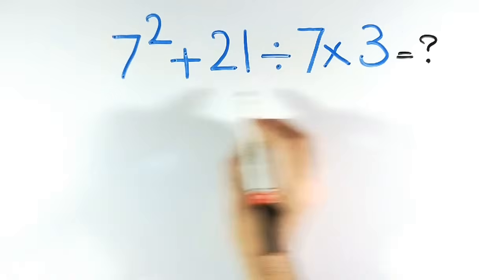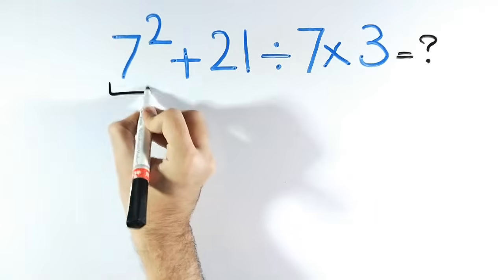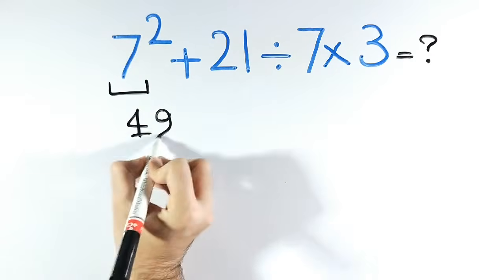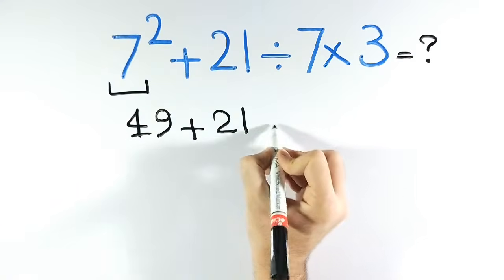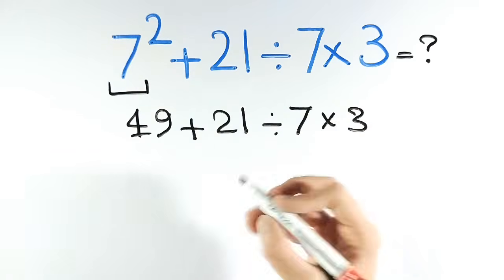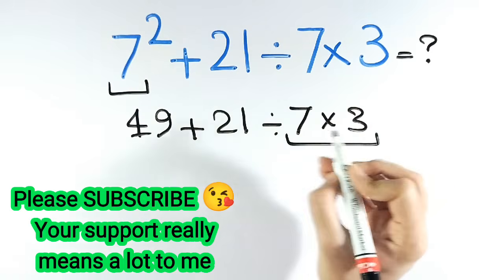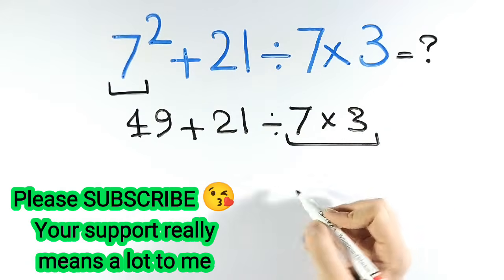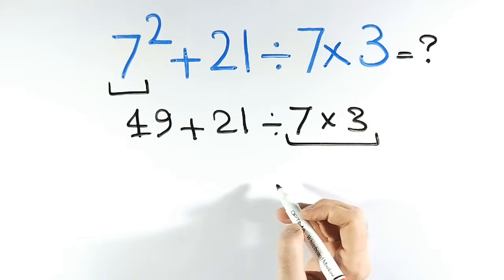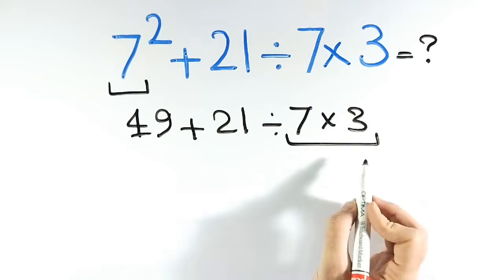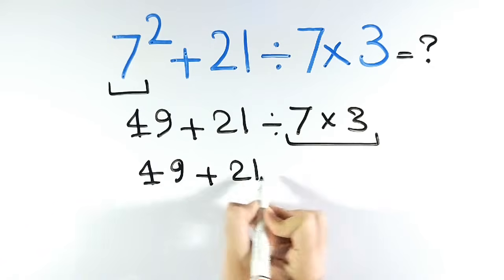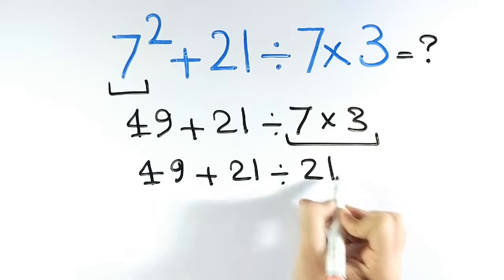Also, some other people, when solving this question, again go straight to the exponent, and instead of this expression, they write 49 plus 21 divided by 7 multiplied by 3. And the next step, they go for the multiplication between 7 and 3 because they think multiplication has a higher priority than division. So, instead of this expression, they write 49 plus 21 divided by 21.